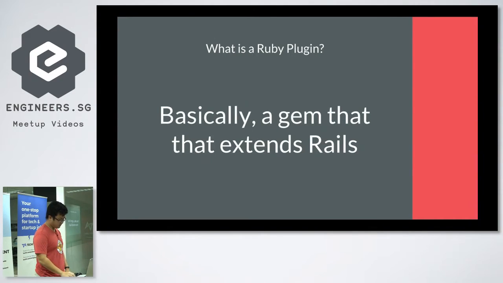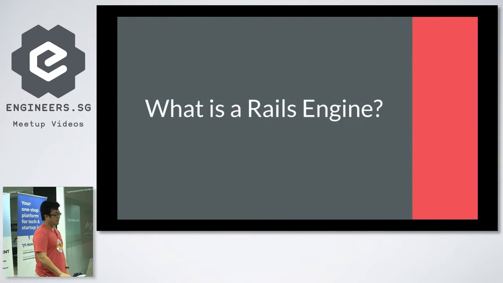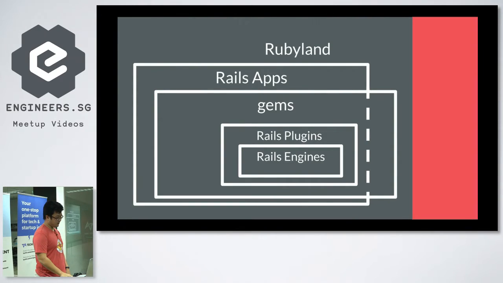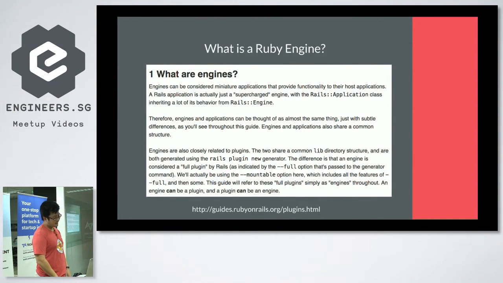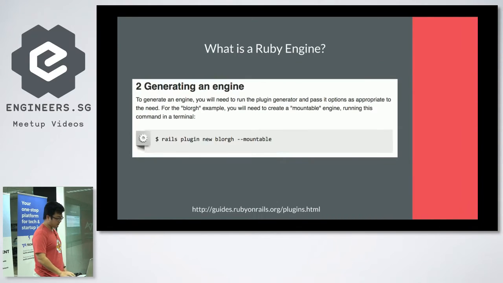A gem that extends Rails. Rails engine. A Rails engine, according to the Rails Guides page, is basically a type of Rails plugin, in that you also create it the same way, but actually it's a mini Rails app, as I was talking about just now. So you do run the Rails plugin new command, but you pass in the full option or mountable option. And in this way, you create a new Rails engine.